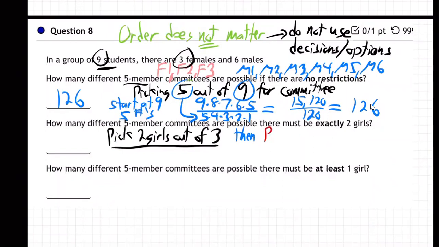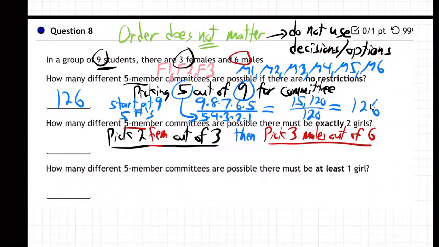Then, so there's five members, you've got to pick 3 males. Oh, I should have said girls. Let me say females. Females out of 3, and pick 3 males out of what? How many males are there? In my case, 6. Does that make sense?